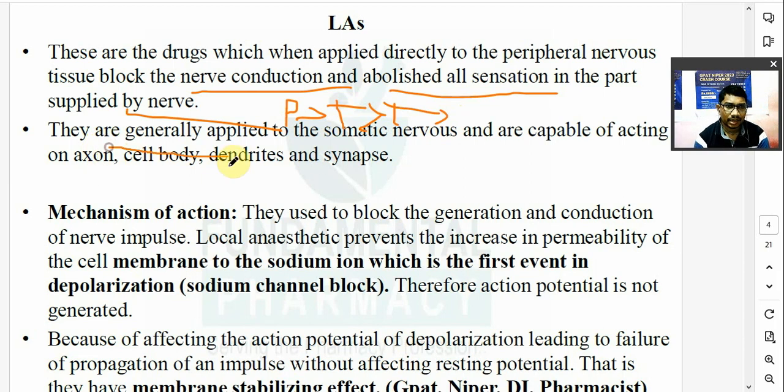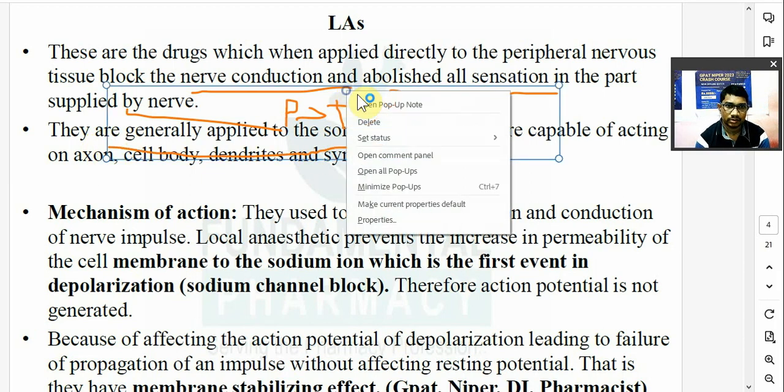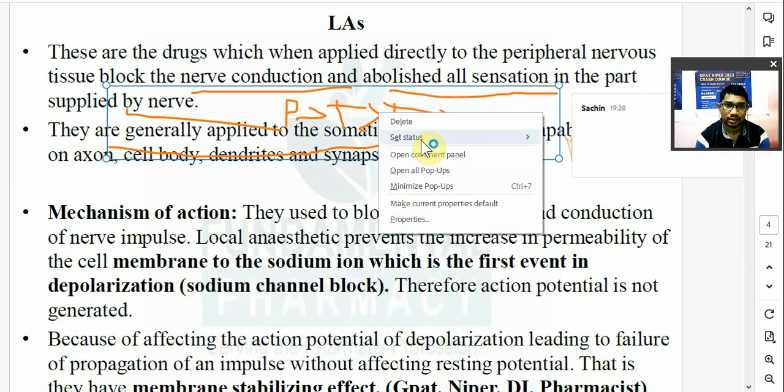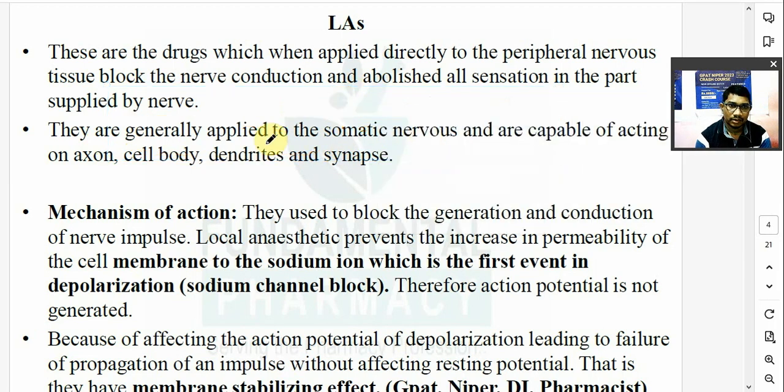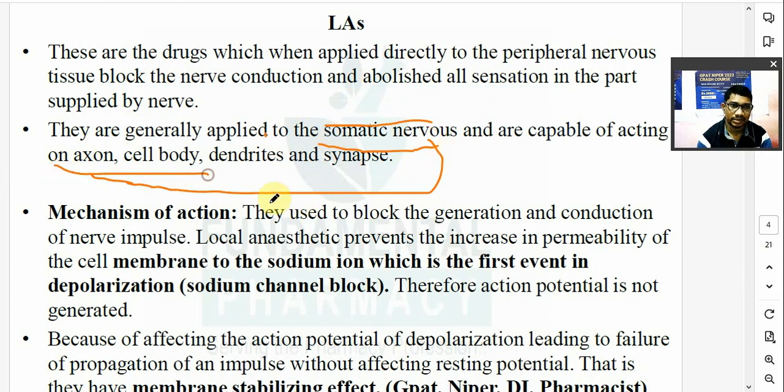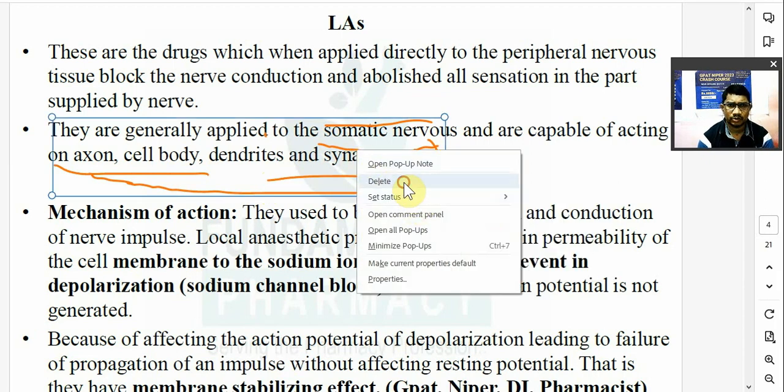They are generally applied to somatic nerves. They are applied to somatic neurons or somatic nerves and are capable of acting on axon, cell body and dendrites as well as synapse of nerve. जो nerve होता है nerve fiber उसमें mostly they are applied for somatic nerves and capable of acting on axon, cell body as well as dendrites and synapse. They are applied locally to block a particular nerve.